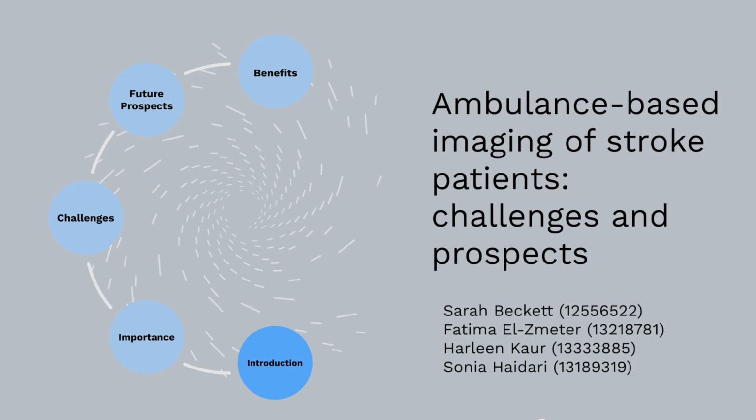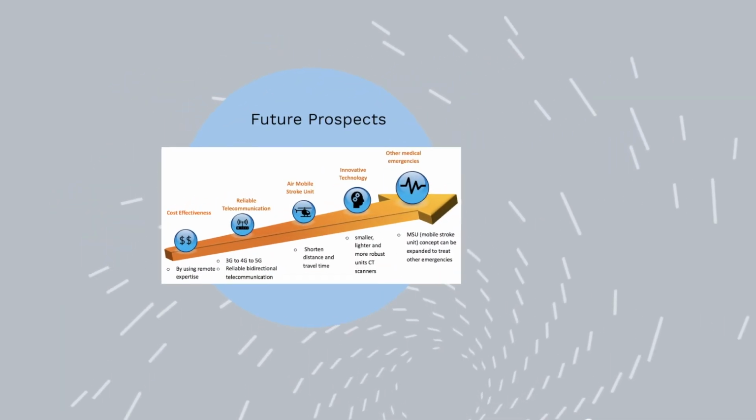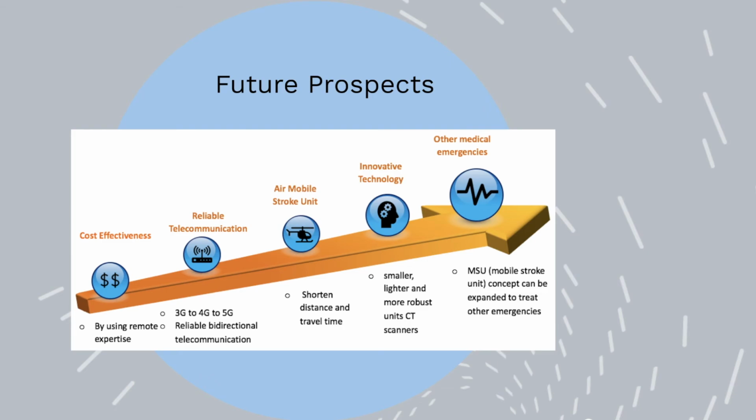Future prospects of mobile stroke units. The first is cost effectiveness, which can be improved by replacing onboard physician with telemedicine remote expert. Next is reliable telecommunication. Moving from 3G to 4G and to 5G in future, we will have better connectivity and speed and more reliable bidirectional telecommunication.